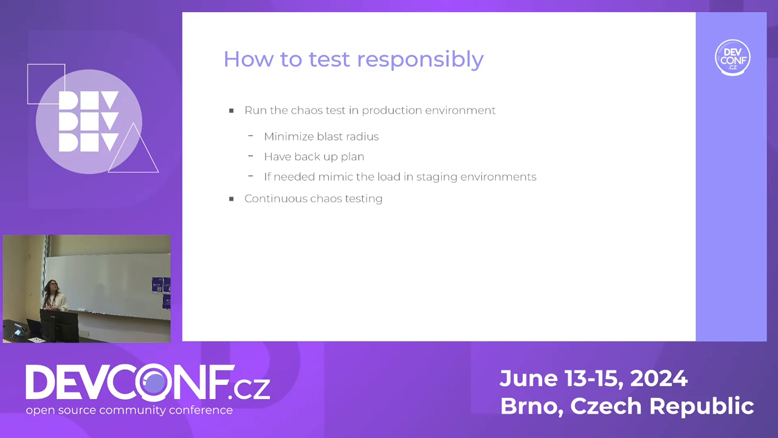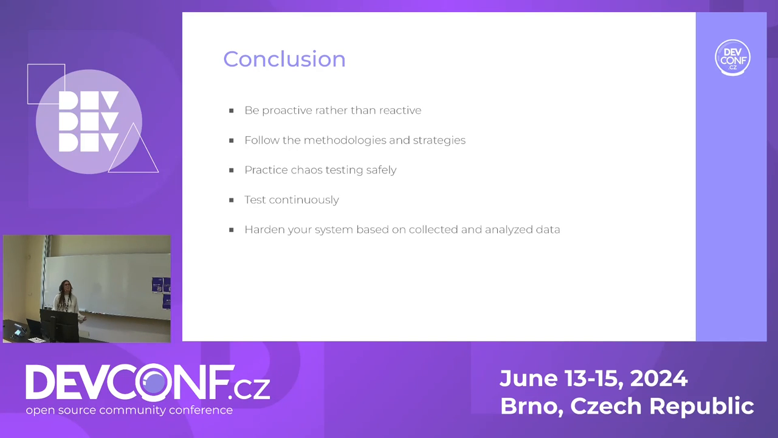It is also needed to test responsibly, because we are breaking things in production. So try to minimize blast radius, have a backup plan, so if something terrible happens, you know how to respond to it. And sometimes you maybe cannot chaos test in a production environment, so try at least to run the test in staging environments. And of course, continuous chaos testing is key to everything, because the infrastructure and everything is going to be changing all the time, so you need to know if it's reliable at this moment. So in conclusion, definitely be proactive rather than reactive.